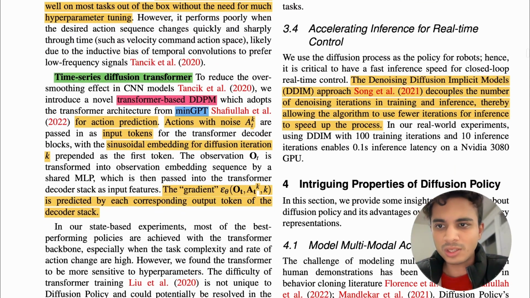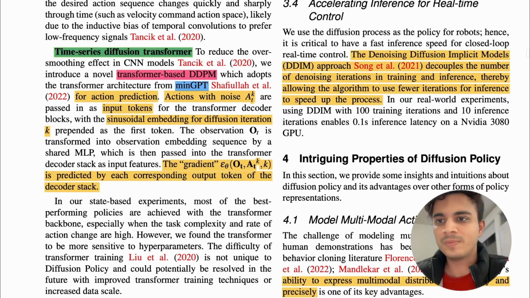When they don't, what do they come up with? They come up with time-series diffusion transformers to reduce the over-smoothing effect in CNN models. So what they are trying to introduce, which is quite novel, is this transformer-based DDPM, which adopts the transformer architecture from minGPT. I came across this today itself, so even I am surprised that there exists something called minGPT. But it's pretty fascinating that they are using a language model inside a robotic framework, pretty interesting for action prediction.